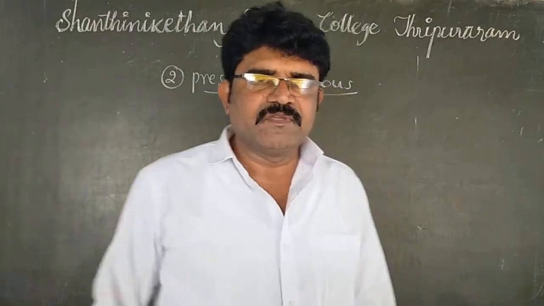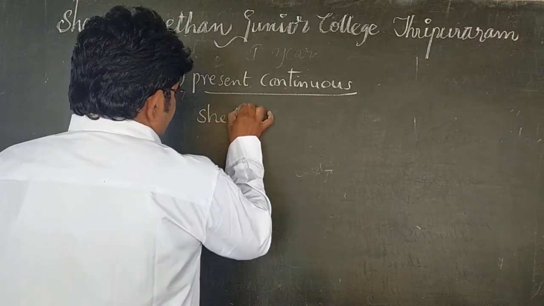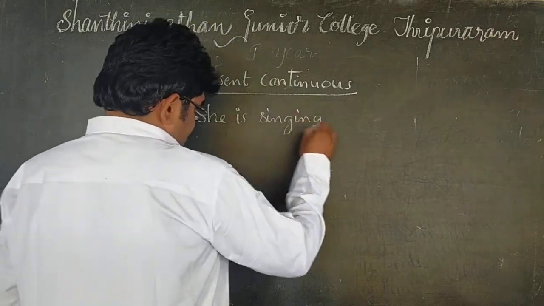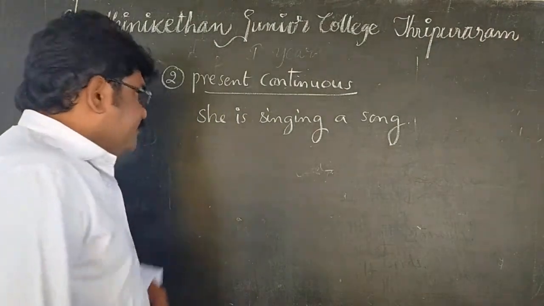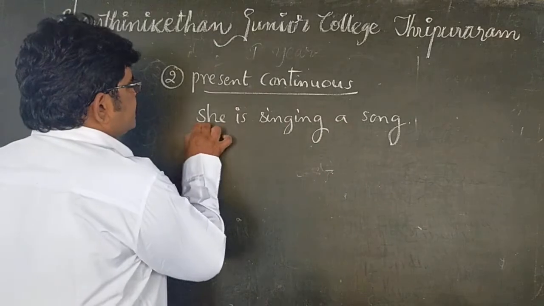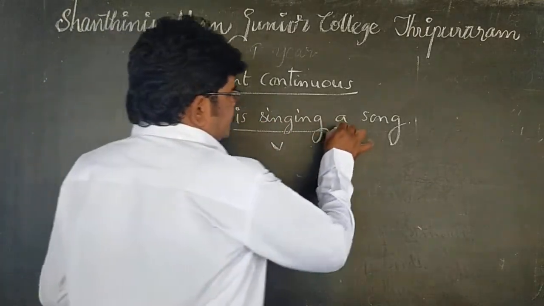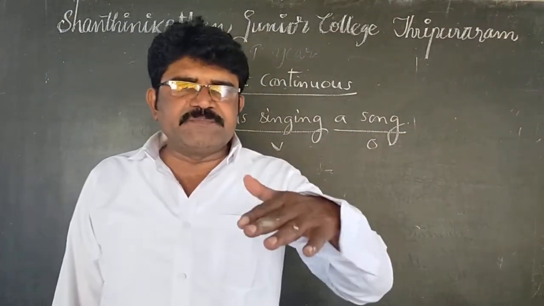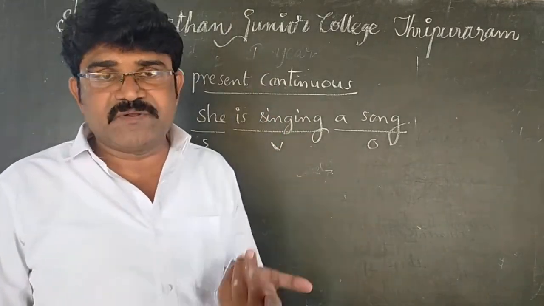Let us discuss now. For example, she is singing a song. Please observe the sentence here. Who is the subject here? She is the subject. Is singing is the verb. A song is the object. Is it right? What is the difference between this sentence and the earlier sentences? You have to find out, please.